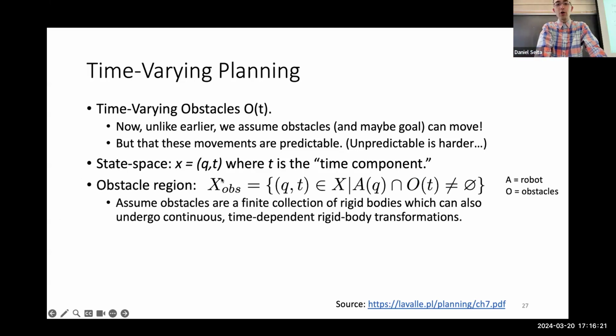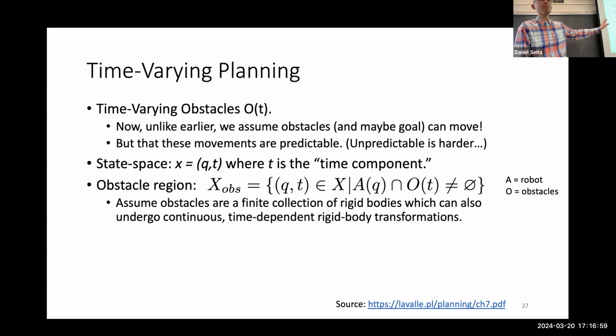Your obstacle regions are defined as all combinations of the robot configuration and the time, such that the intersection between the robot and the obstacle is not equal to the empty set. That means there exists some intersection between the two, so there's some obstacle region there.